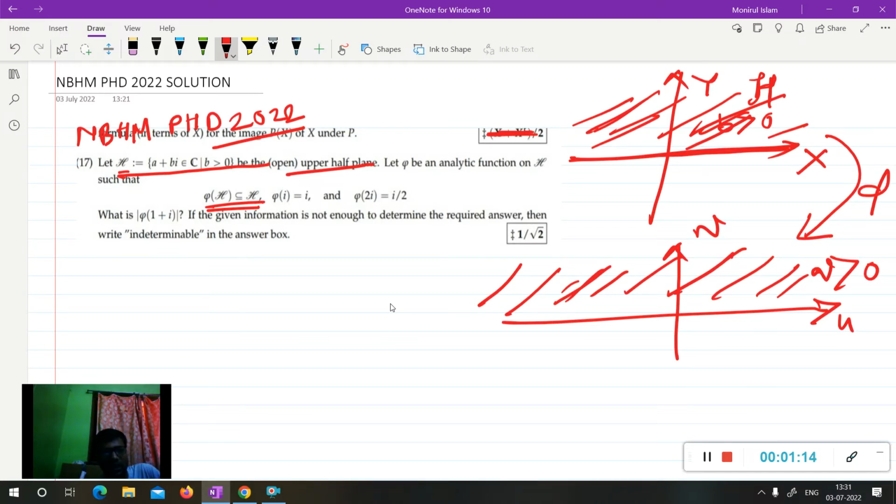With such a condition, phi of i equal to i and phi of 2i equal to i by 2. These two conditions are given. Then what is the value of mod of phi of 1 plus i? We have to calculate this.